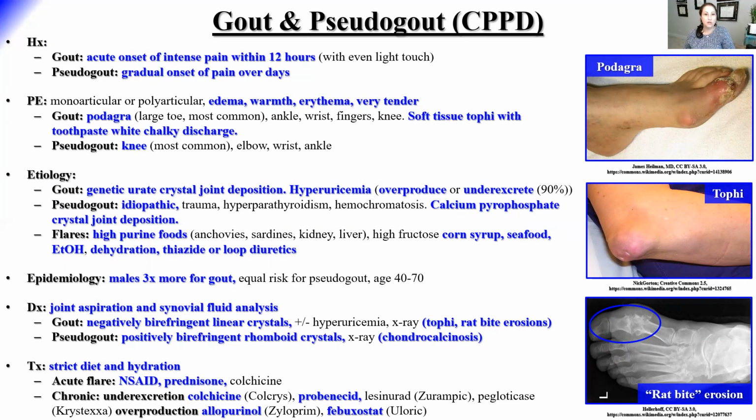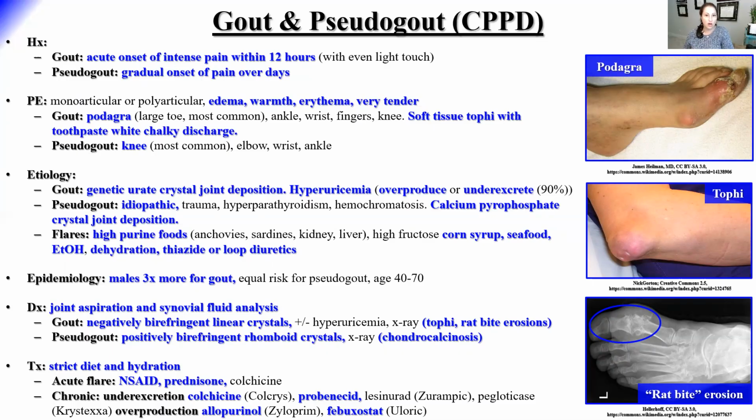In CPPD or pseudogout, this is typically idiopathic, but these are going to be calcium pyrophosphate crystals rather than uric acid crystals. Both of these diseases can be flared by triggers, things like high purine foods. So if you read in the question that they've been eating anchovies, sardines, organ meats like kidney and liver, this is a known trigger. High fructose corn syrup, which is common in a lot of sodas, seafood, alcohol, dehydration, and thiazide or loop diuretics because they dehydrate the patient, and that causes precipitation of the crystals into the joint.